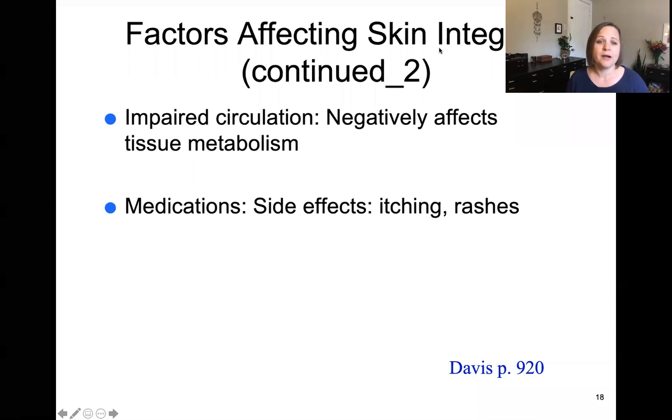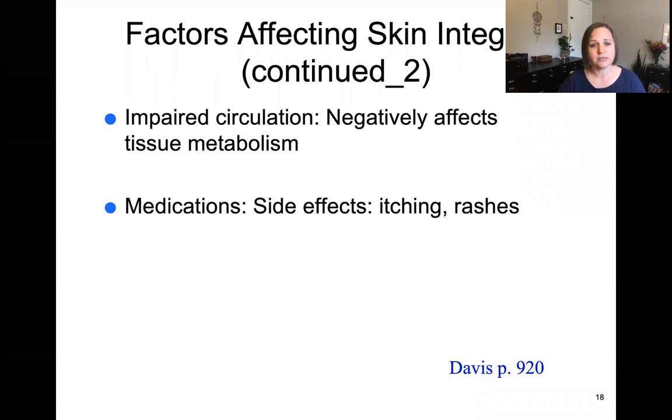Now, certainly impaired circulation has negative effects on tissue metabolism, because remember, we need oxygen and glucose and white blood cells to all go to the party whenever there's an infection. And if you have poor circulation, then you're not bringing all those people to the party to help fix this area where there's impaired skin integrity, and it can cause decrease in wound healing.